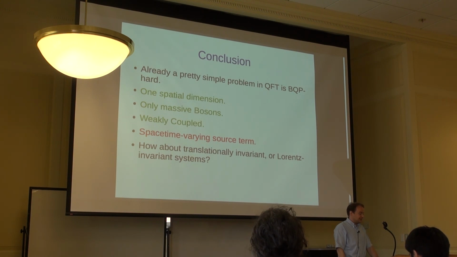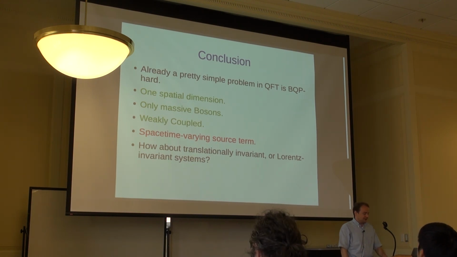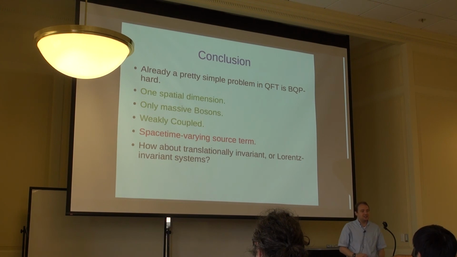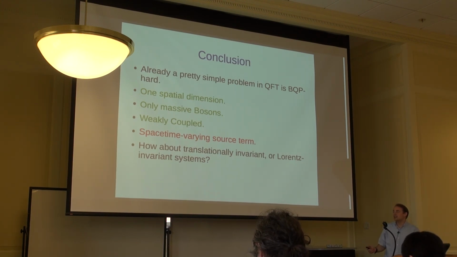And the interesting thing is, it's already a pretty simple quantum field theory that allows us to achieve this. It's one-dimensional. It only has bosons. There are only massive particles. It's weakly coupled. But the one funny feature about it is that we're allowing ourselves this space-time varying source term. That's where we encode our problem instance. You need somewhere to encode your problem instance, all this large amount of information that specifies the circuit that you're trying to simulate.